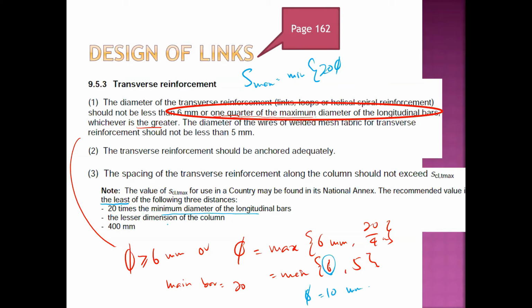And then the lesser dimension of the column, the lesser between B or H. Which one is the lesser? And then 400, which is the limit of spacing for a column. It's okay, we will take a look at this one in our tutorial. We will refer to the tutorial later.